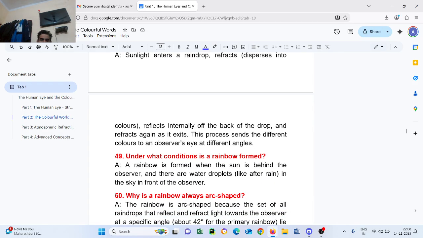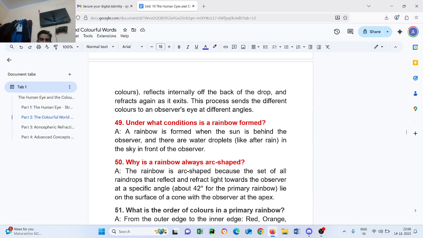Why is a rainbow always arc shaped? The rainbow is arc shaped because the set of all the raindrops that reflect and refract light toward the observer at a specific angle, about 42 degrees for a primary rainbow, lie on the surface of a cone with the observer at the apex.